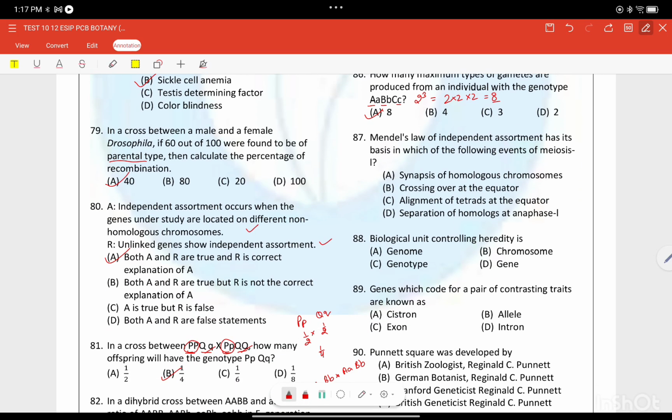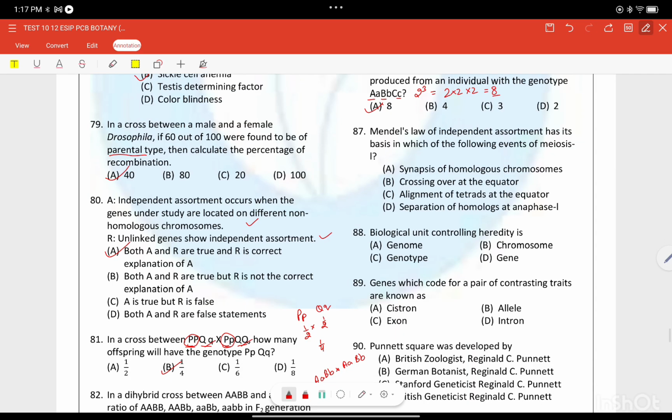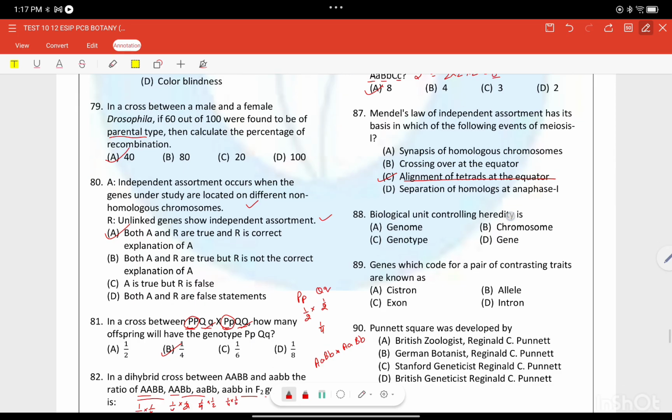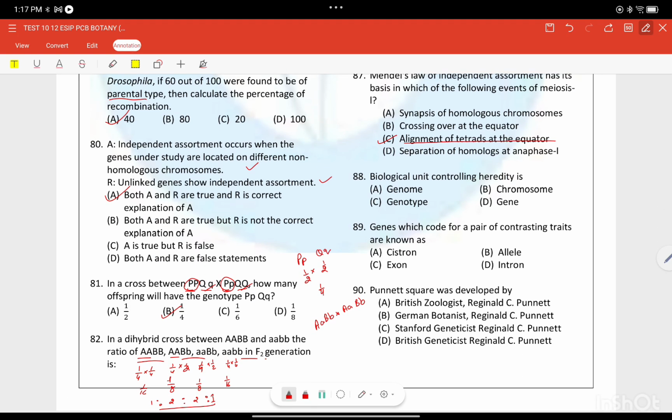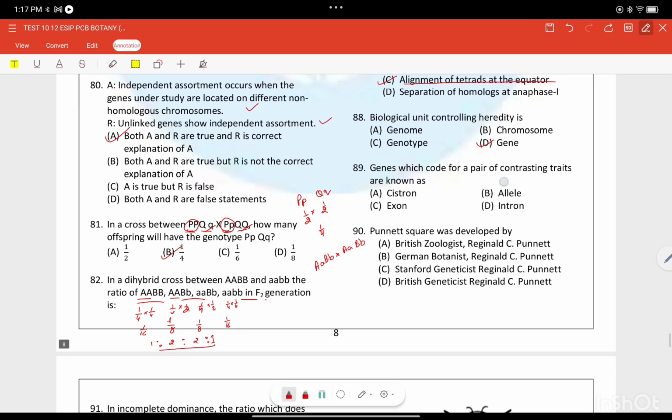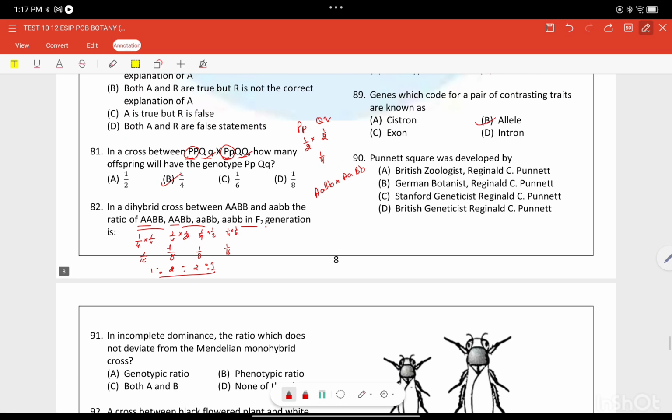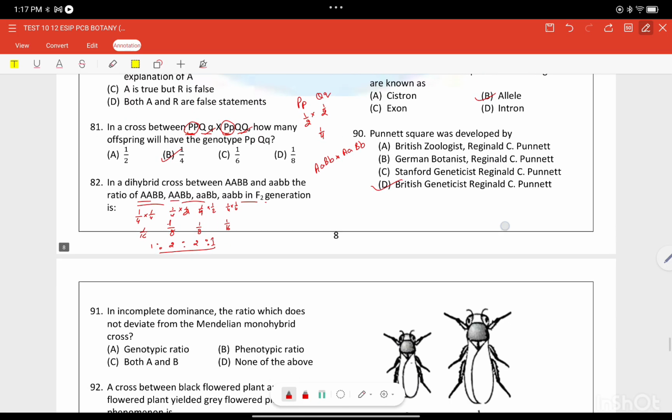Mendel's law of independent assortment has its basis in which of the following events of meiosis? Answer is alignment of tetrad at the equator. Biological unit controlling heredity is gene. Genes which code for a pair of contrasting traits are known as alleles. Punnett square was developed by British geneticist Reginald C. Punnett.